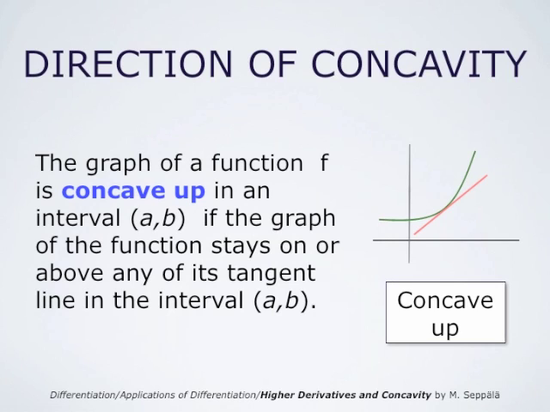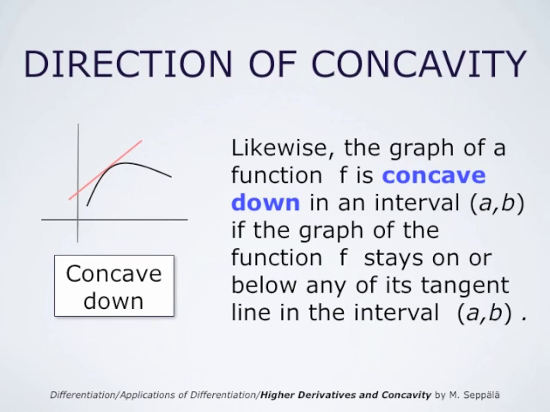Studying derivatives, we already have established that we may find out whether the function is increasing or decreasing. We may find out more about the shape of the graph of a function studying derivatives. We say that the graph of a function f is concave up in an interval from a to b if the graph of the function stays on or above any of its tangent line in this interval. The green curve in this picture is concave up because it stays on or above any of its tangent line.